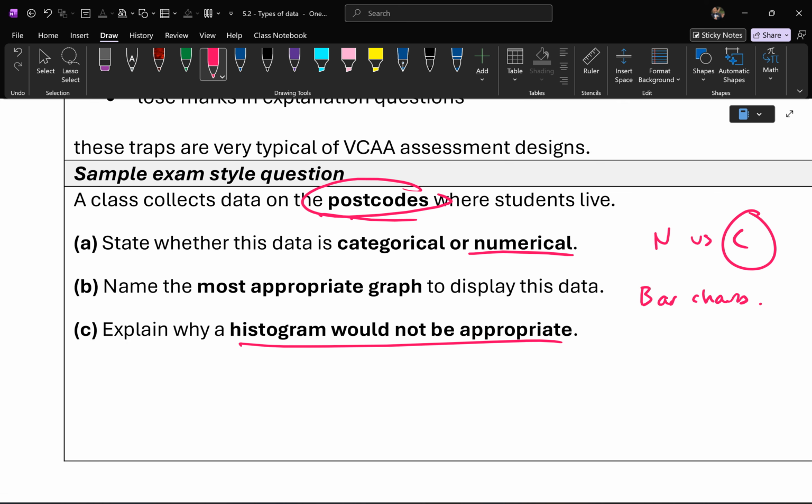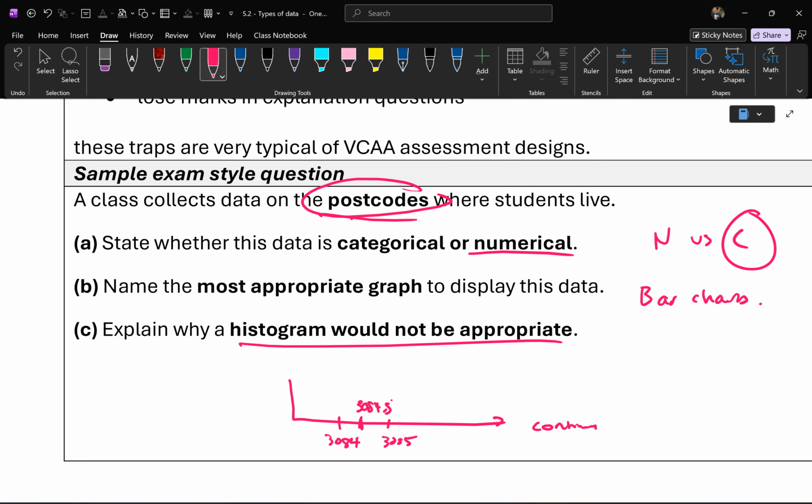Jack: As the postcodes aren't on a continuous weight, they just go 3084, and so on. Yeah, that's very good. That's a great explanation. So even though you had an inkling of what it is, it's how you explain it. You're right. A histogram has to be continuous. It doesn't make sense if I go from 3084 and the next one's 3085. Can I have 3084.5 as a postcode?